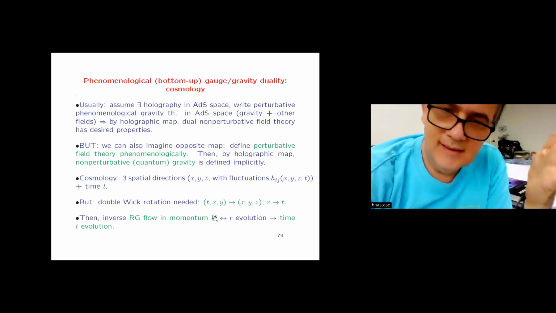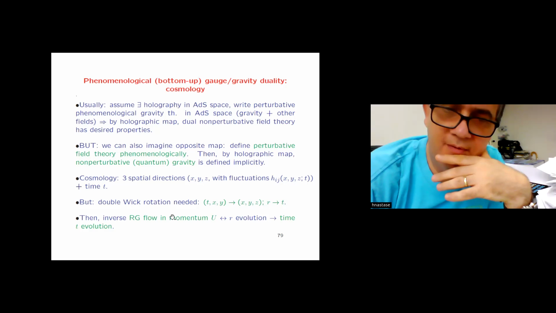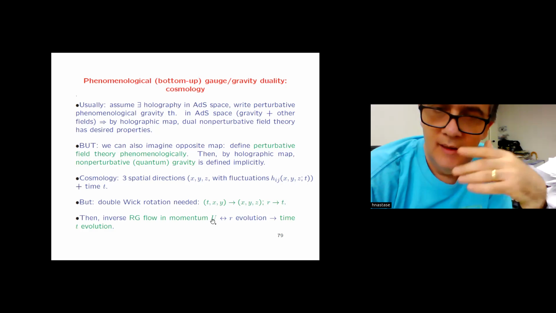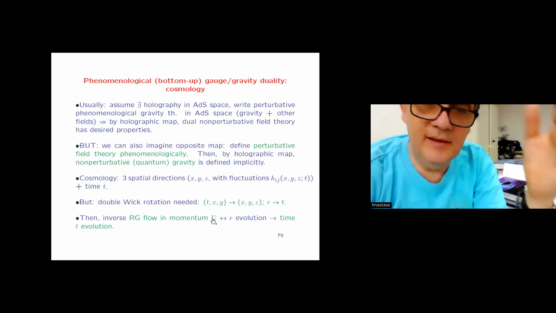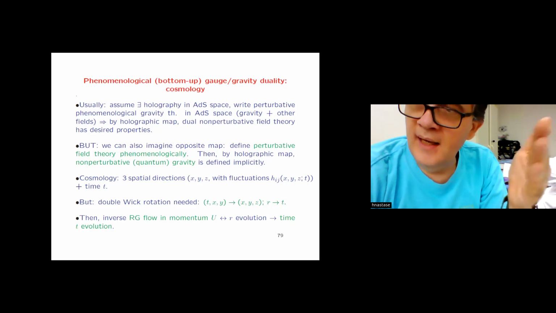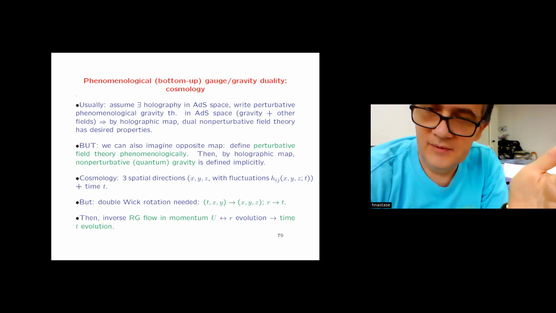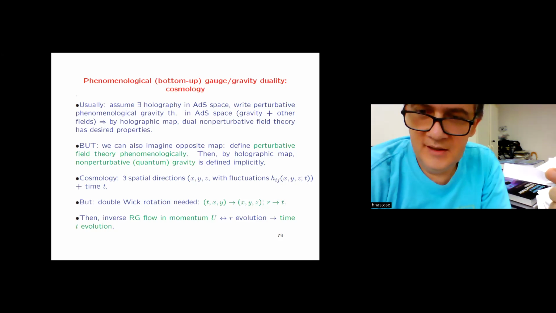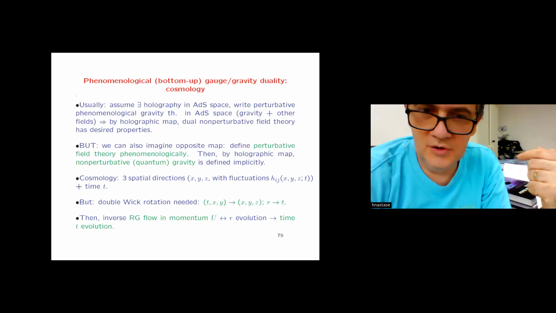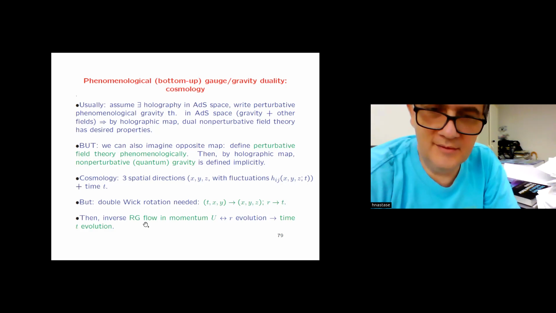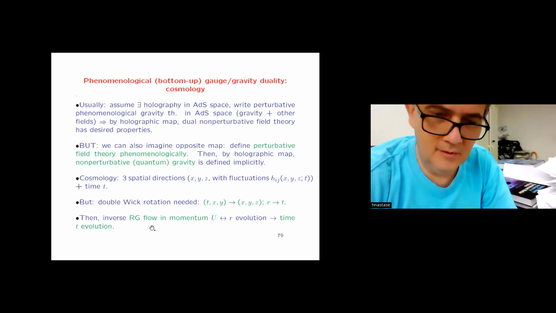So once we do this, we understand the RG flow in momentum or in energy U in the field theory was mapped, as we said last lecture, to evolution in the radial coordinate r away from the boundary field theory. But now, through the double Wick rotation, this is mapped to time evolution. So, in conclusion, we have RG flow in the field theory mapped to time evolution. More precisely, inverse RG flow to time evolution.